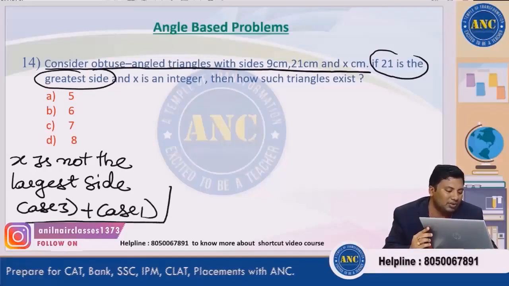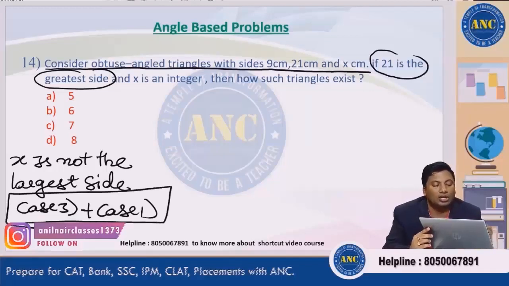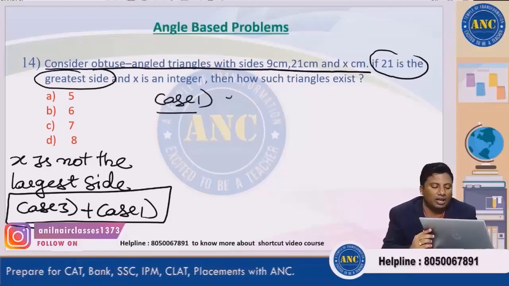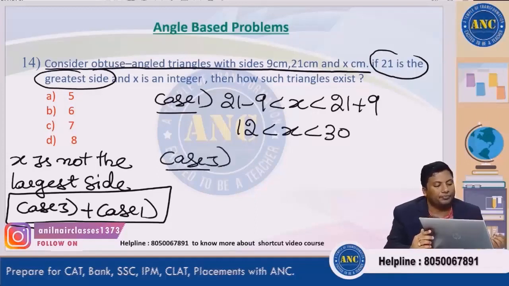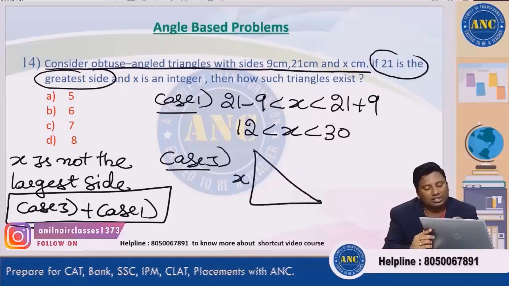Case 3 plus case 1. You don't need to do case 2. In the previous problem, case 2 came. What is case 1? The condition for the 3 sides to form a triangle: 21 minus 9 less than x less than 21 plus 9, which is 12 less than x less than 30. What is case 3? Case 3 is nothing but x is not the largest side. If x is not the largest side, x will be the height. If it is height, the other sides are 21 and 9.